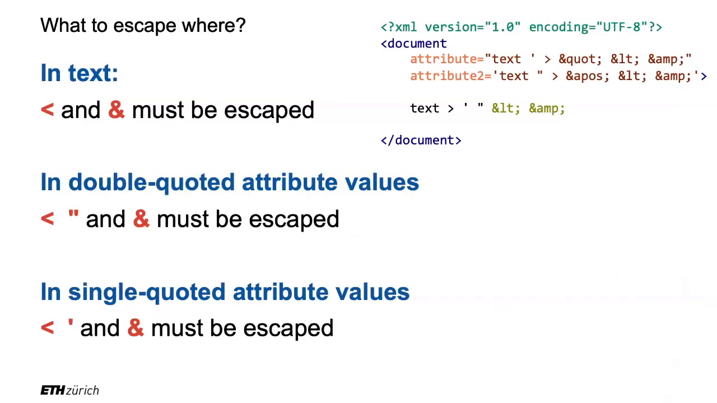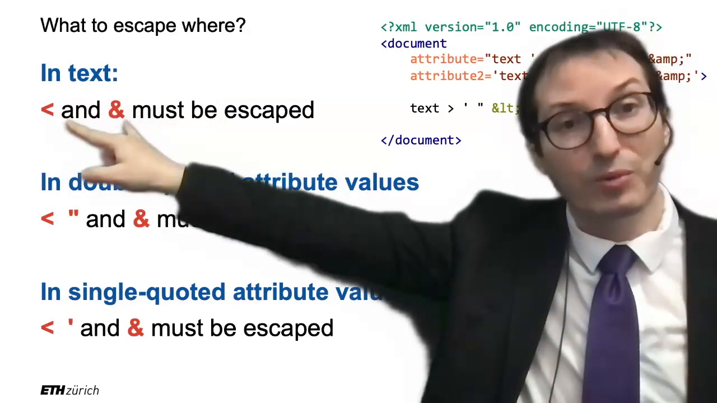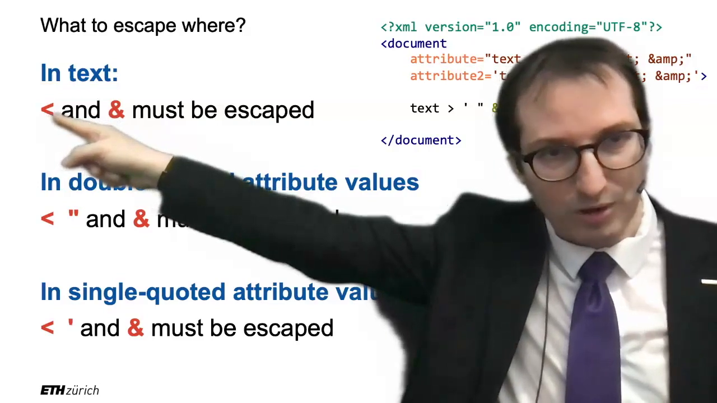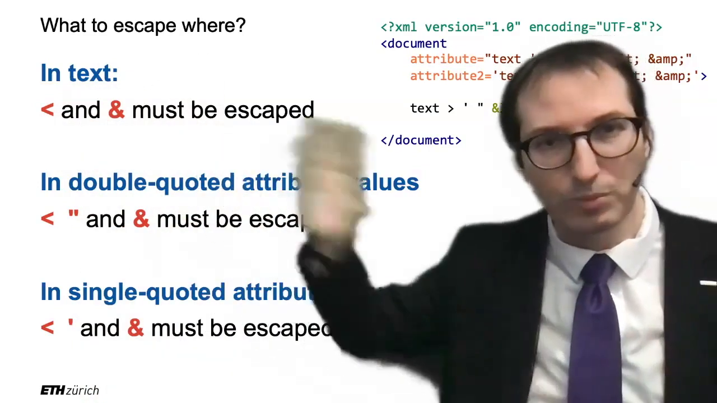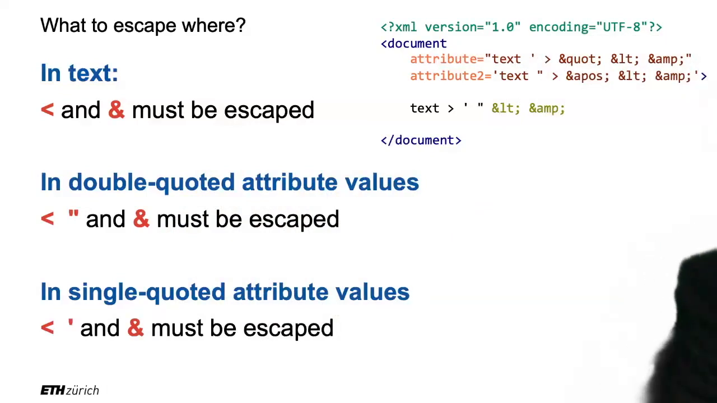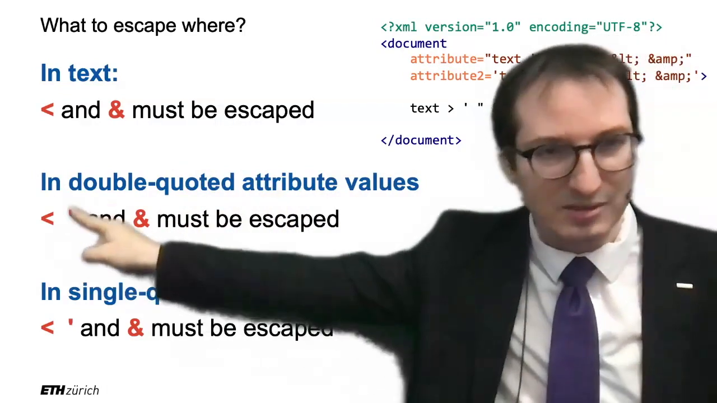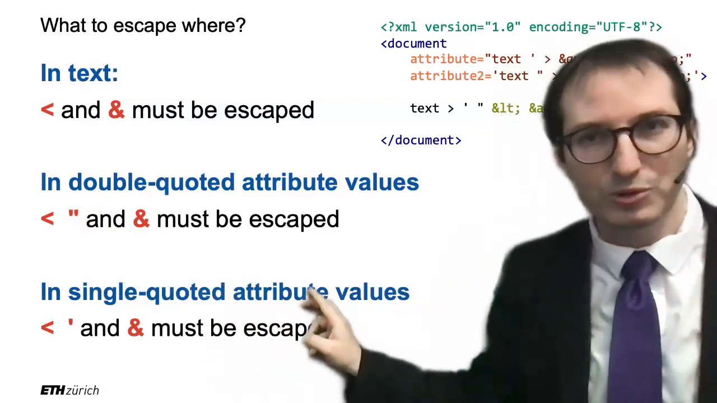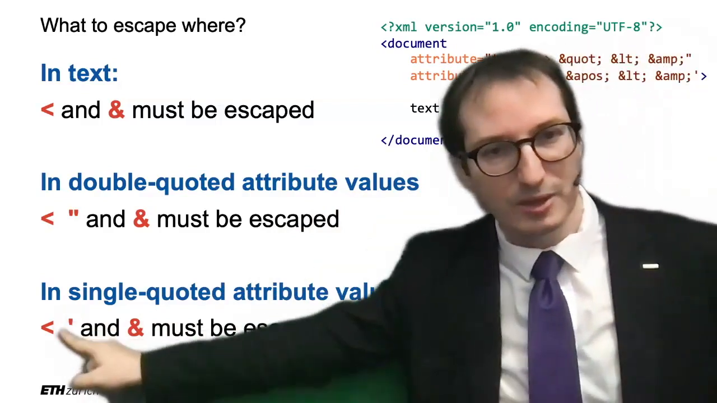If you look at everything, it's actually quite simple to retain. These two here must be escaped everywhere. If you want just a lone ampersand and smaller than, wherever this is, in text, in attribute values, you must escape them always. On top of that, in a double-quoted attribute value, you also must escape the double quote for obvious reasons. And in single-quoted attribute values, meaning the apostrophe is used as a delimiter, then you must escape the apostrophe.